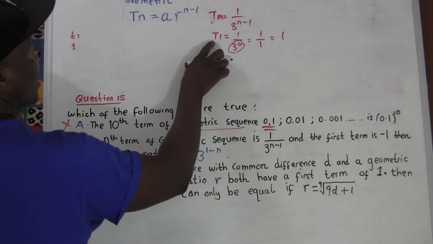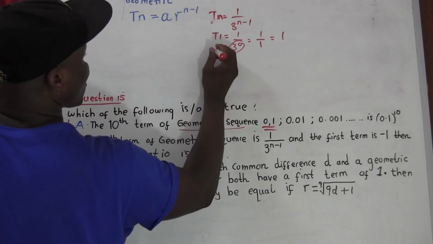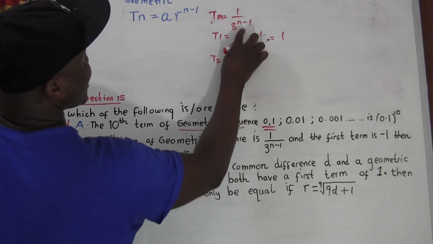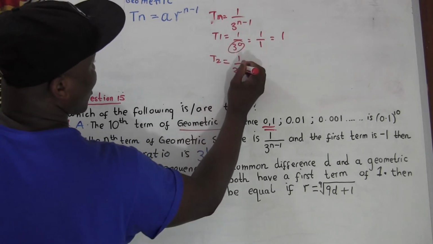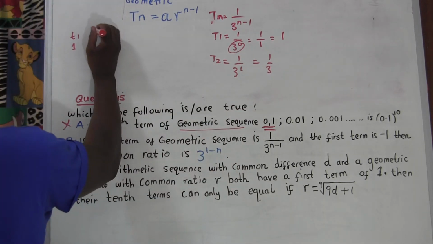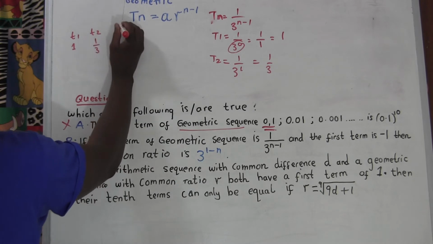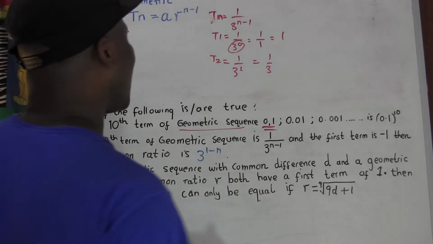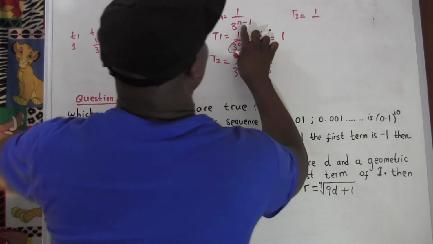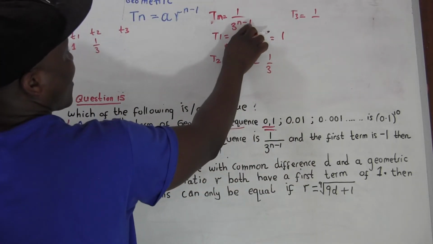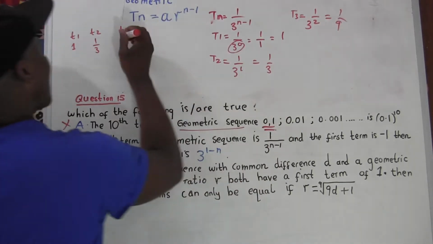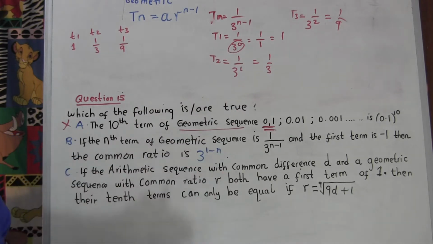Now let's go. Because they give us Tn, let's put in 2. So term 2 is going to be 1 over 3, with 2 minus 1 equal to 1. So this equals 1 over 3, because 3 times 1 equals 3. So term 2 equals 1 over 3. Now we go for term 3. So here we're going to put 3. Term 3 equals 1 over 3, with 3 minus 1 equal to 2. So it's going to be 3 squared, equal to 1 over 9. So the next term is 1 over 9. I don't want to go too much, okay?